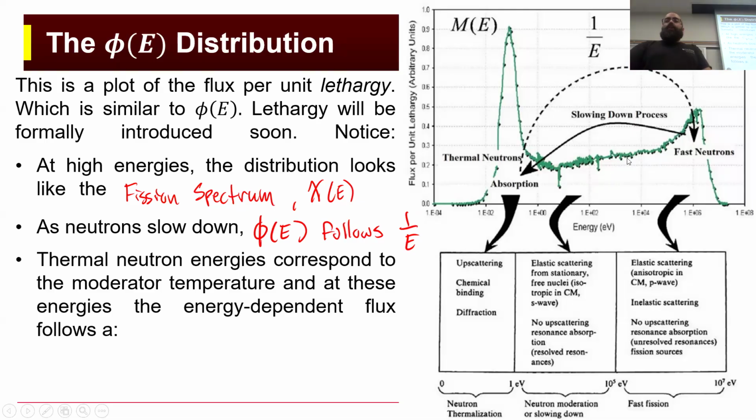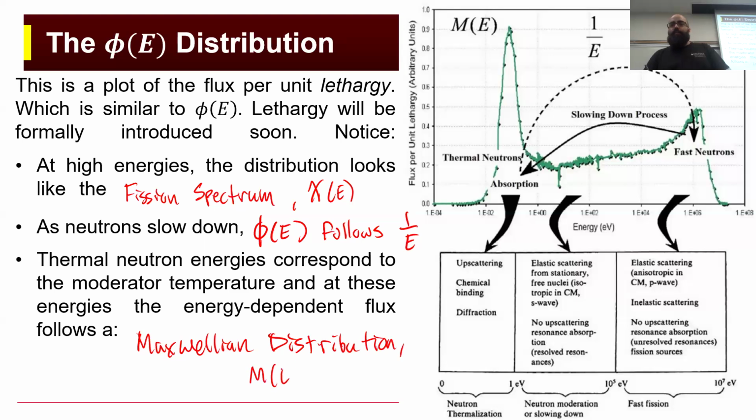And then as those neutrons are slowing down, eventually those neutrons will come into thermal equilibrium with the moderator or with the other reactor materials that are in the reactor. And so as we get to these thermal or low energies, the distribution ends up looking like the Maxwellian distribution. So at low energies, the distribution follows a Maxwellian distribution. And that's M of E.